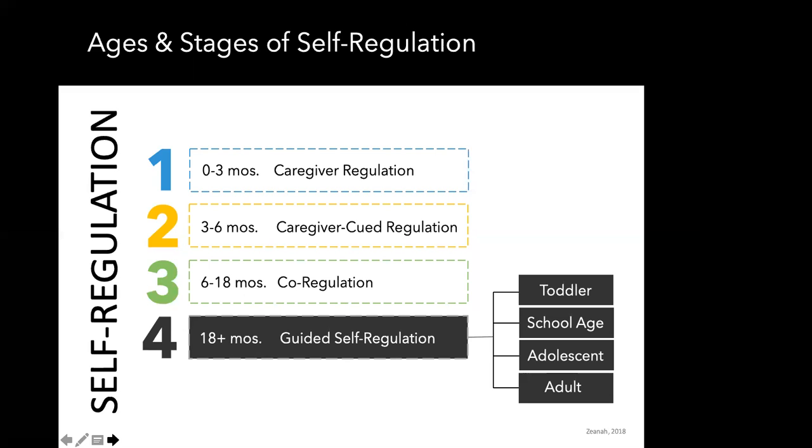But then from 18 months and upward, this chart stops. It leaves us hanging at guided self-regulation. And that's our answer. Self-regulation is a skill that's taught over time. We have really different expectations for all of these age groups.